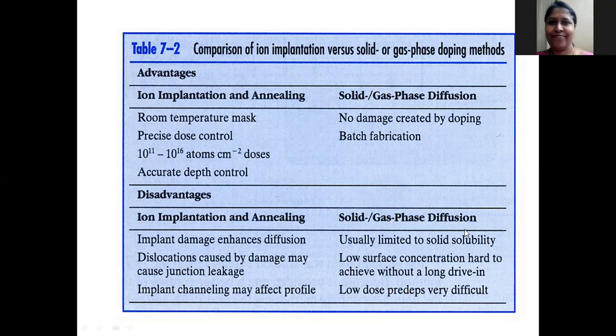Diffusion is carried out at high temperature, with impurities being sent in the form of gas through a gas chamber where the wafer is placed at high temperature. So diffusion helps batch fabrication. So that's about ion implantation.